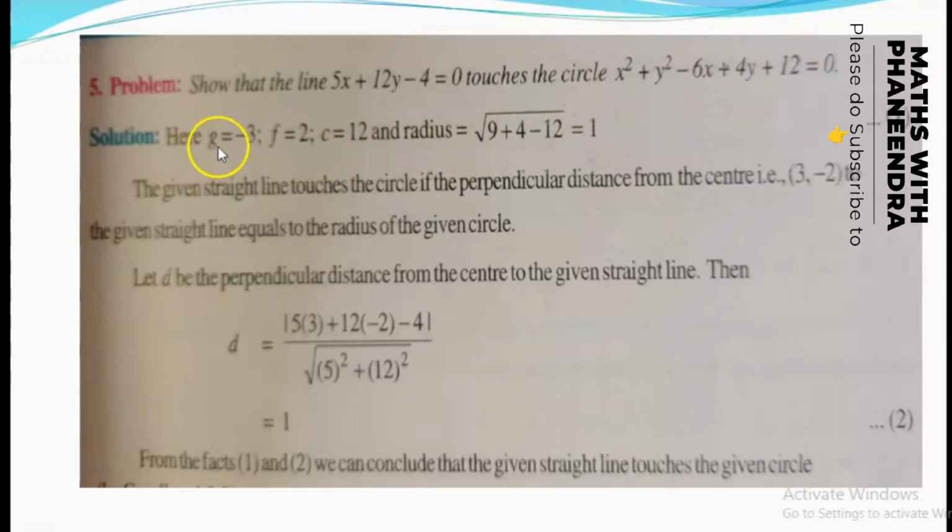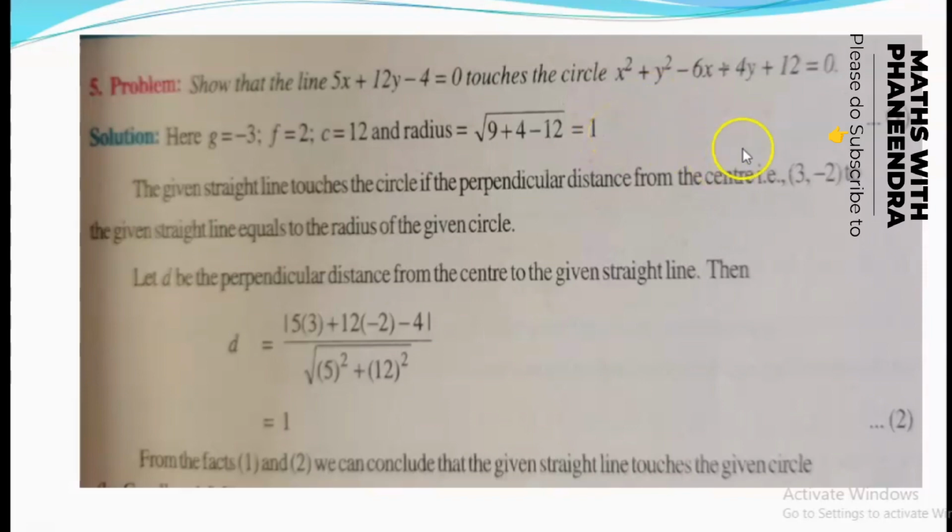After knowing the values of g, f, c, find the radius. Radius equal to root of g square plus f square minus c. g square means minus 3 whole square plus f square, 2 square, minus c, minus 12. So 13 minus 12 is 1. So radius is equal to 1. We got it, the radius value.